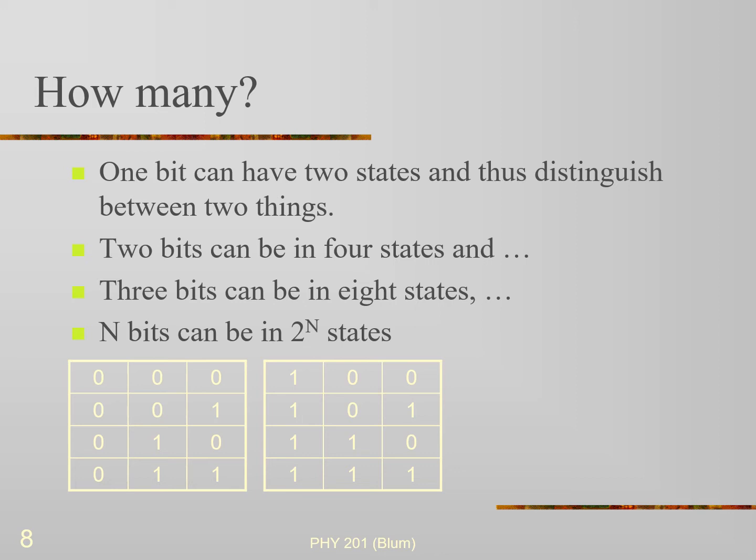If we have a 2-bit address or 2-bit select, that can be in 4 states, 0 0, 0 1, 1 0, 1 1, and thus can be used to address 4 different sources. 3 bits can be in 8 states, which are shown on the slide, and in general, n bits can be in 2 to the n states.